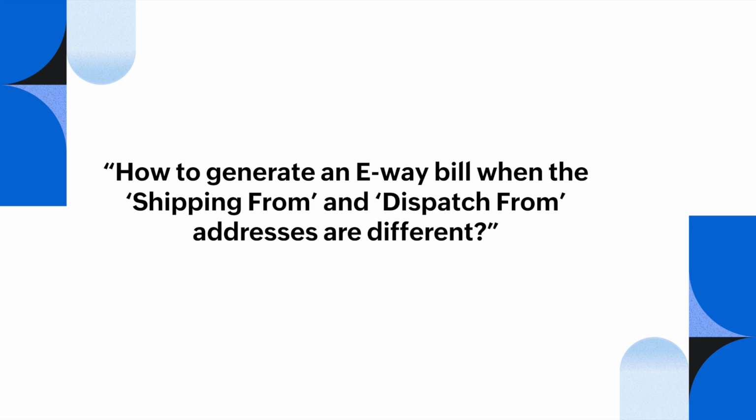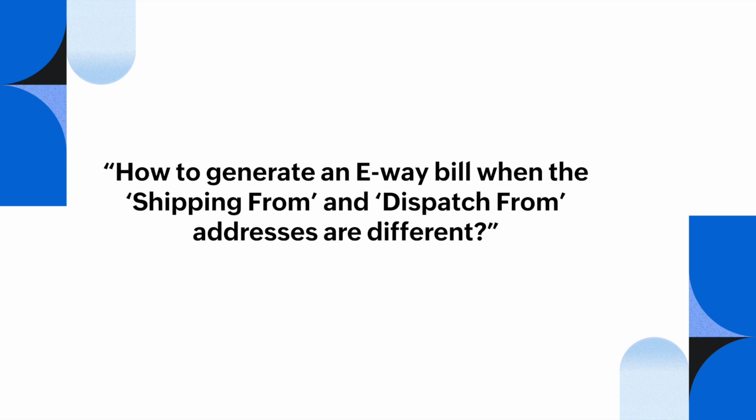How to generate an e-way bill with ship from and dispatch from? I guess you're referring to the transaction type. Zoho Books provides you 4 different types while creating the e-way bill. The 4 types are bill from, dispatch from, bill to and ship to. So the first one is you can choose from the drop down as regular, bill to ship to, bill from dispatch from, and combination of 2 and 3.